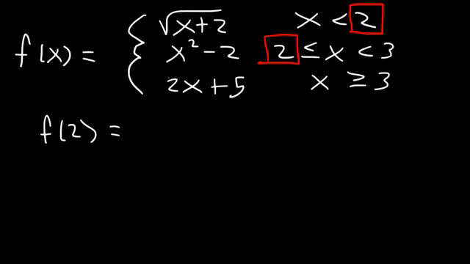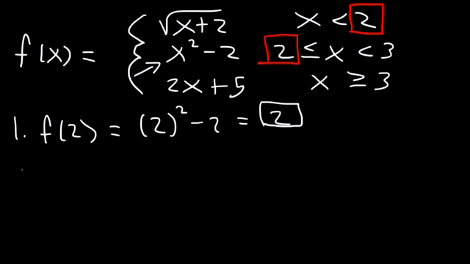To find f of 2, we need to use the second function because x is greater than or equal to 2. So that's going to be 2 squared minus 2, which is 4 minus 2, so that's equal to 2. So f of a is defined. That's step 1. Step 2, we need to show that the limit exists.